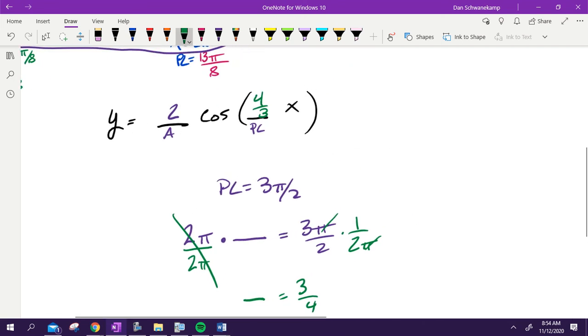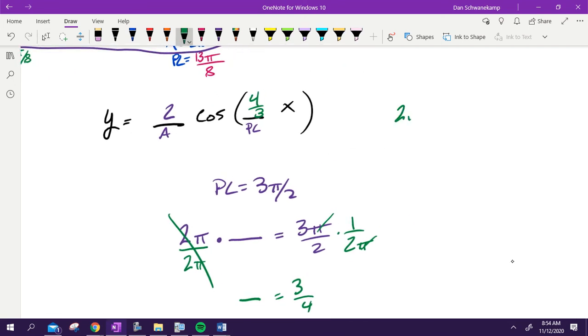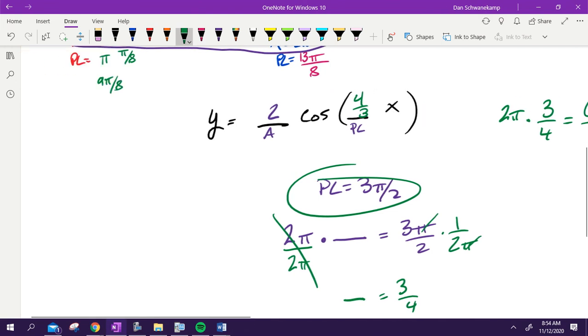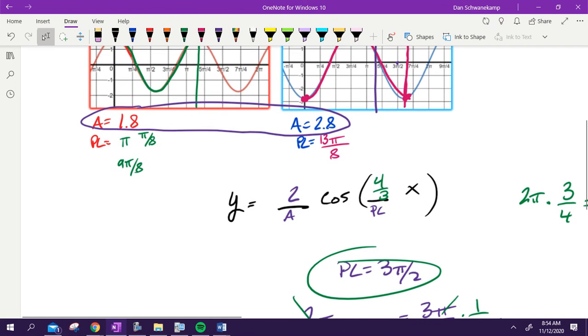Okay, and if you want to check your work, we easily could. We would take 2 pi, and then we would multiply by the reciprocal of whatever's in front of my x. I get 6 pi over 4. Yeah, that's 3 pi over 2, which is what we were looking for the whole time. That's a weird problem. Don't let that weirdness throw you off. I just wanted you to think about amplitude. I wanted you to think about how you solve for period length. We did both of those things in that problem. Kind of makes sense?